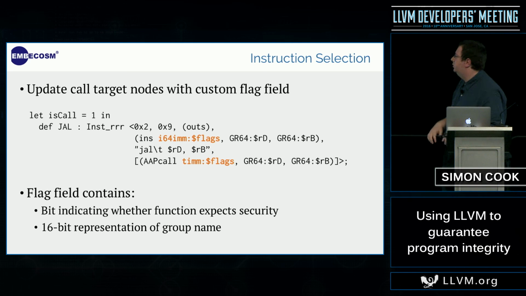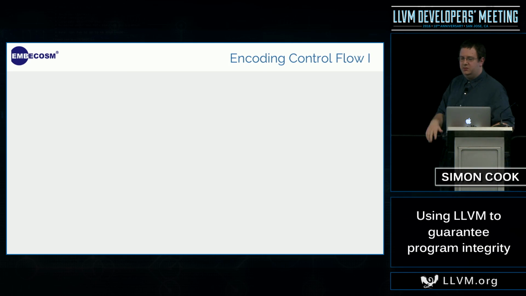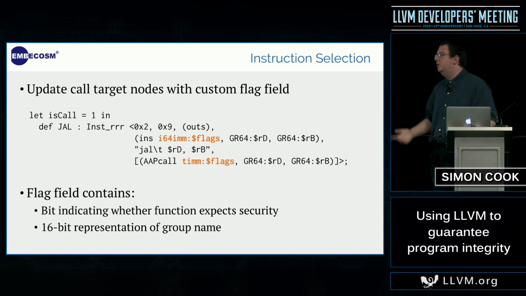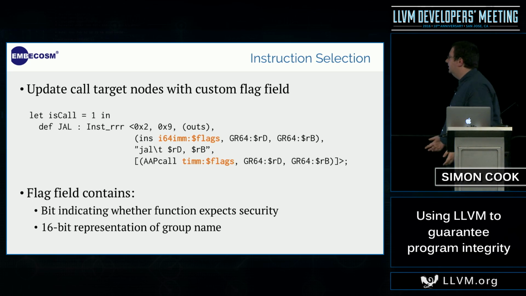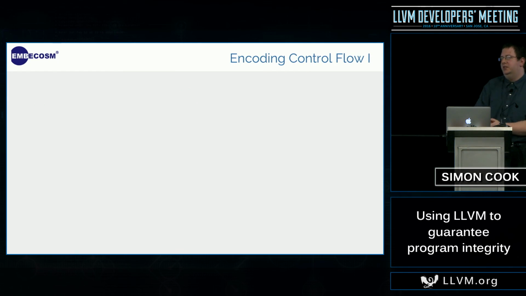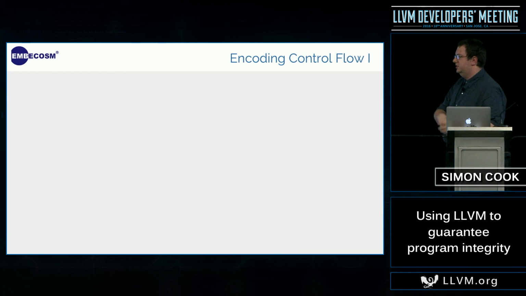So once we've selected instructions, register allocation and all the normal fun stuff you would do in the back end just continues as normal, because you don't need to make any special considerations, because this is just some operand to your call instructions. So then comes the end of the back end, and the real aim of what we're trying to do here is we want to note down the control flow in our binary so we can calculate all these values later. Now, this for us is split up into two parts.